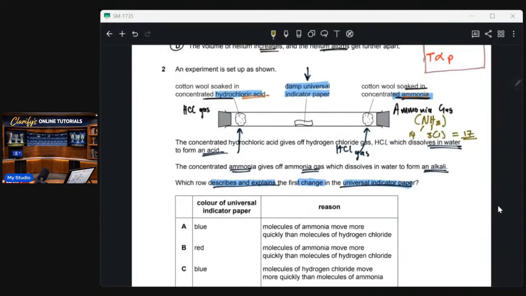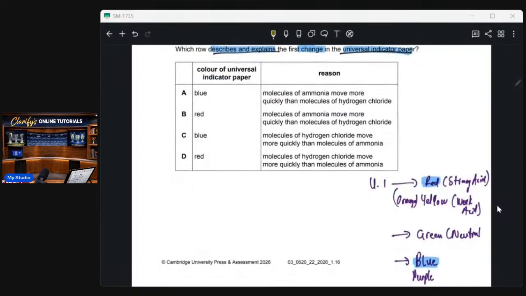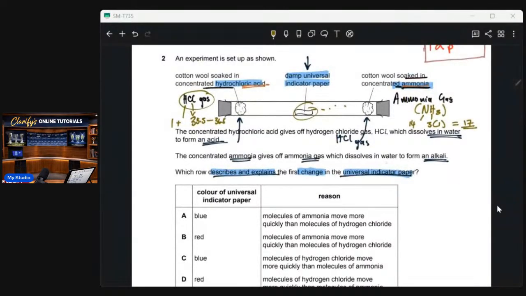Now you come on the other side, you have HCl. Chlorine alone is 35.5 or whatever. Hydrogen is 1, so together they give you 36.5. So this is heavier, so it diffuses slower. So ammonia will get to the universal indicator first. And because it is an alkali, we expect to see blue.